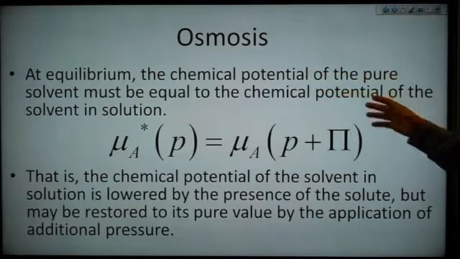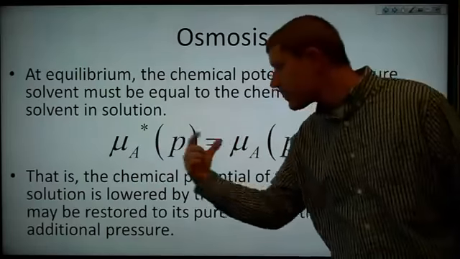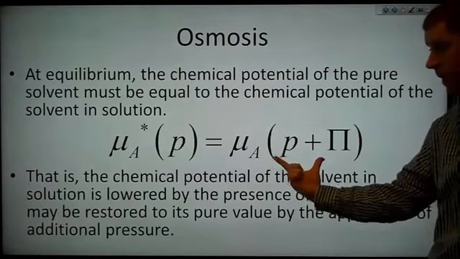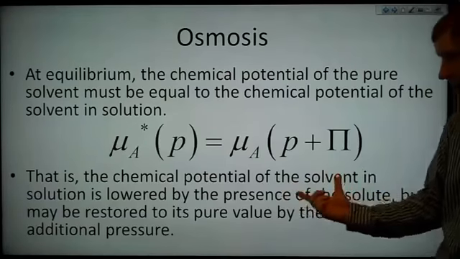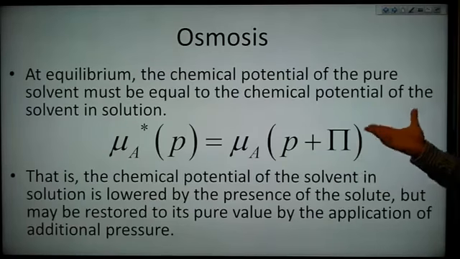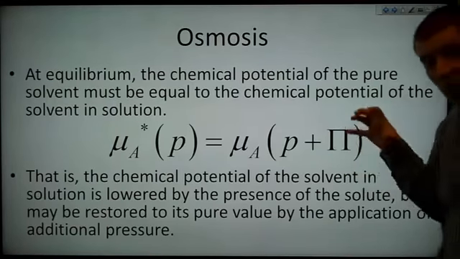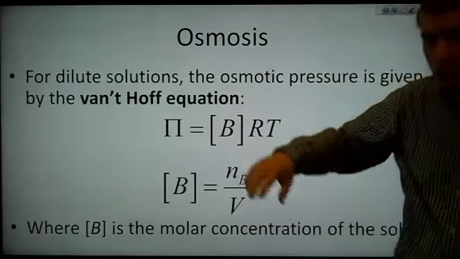So at equilibrium, the chemical potential of the pure solvent, that's this, must be equal to the chemical potential of the solvent in solution, that's this guy. Which means that the chemical potential of our solvent in solution is lowered by the presence of our solute, but it can be restored back to its pure value by the application of this additional pressure. So we can put additional pressure on, and that means that it gets back to the chemical potential that it had when it was pure.